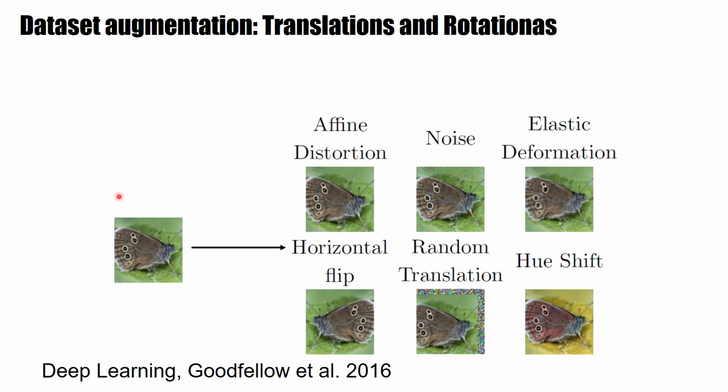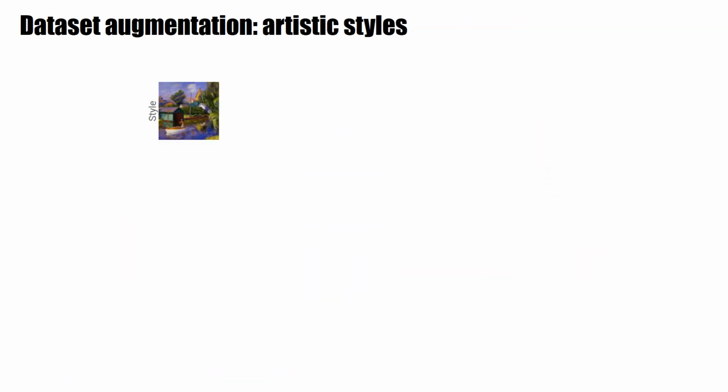So out of a single butterfly image with the label butterfly, we can easily generate 10, 20, 30 additional images for which you can just use the same label. This procedure is called data augmentation or dataset augmentation. But there are also other ways to perform dataset augmentation on images.